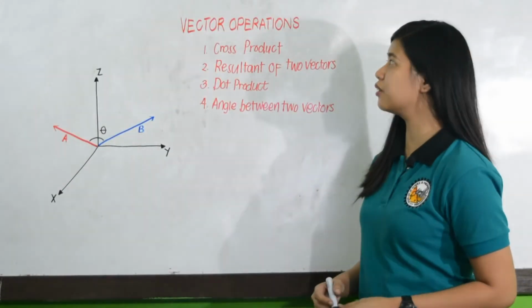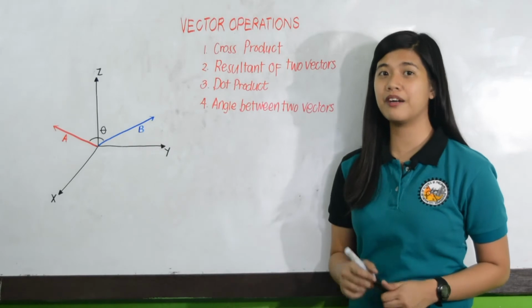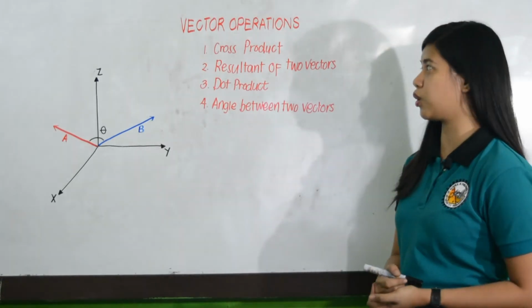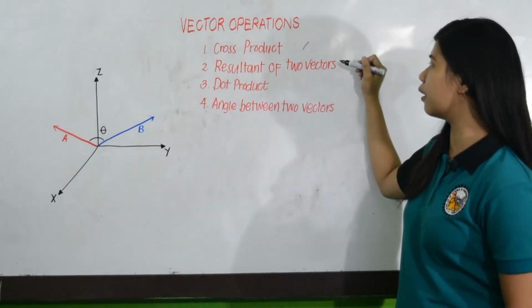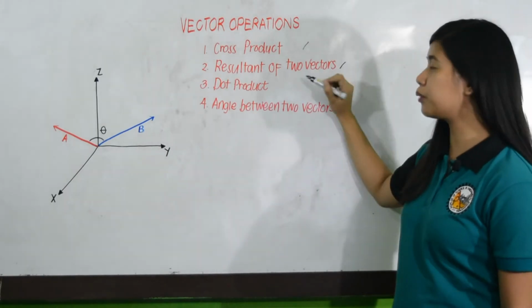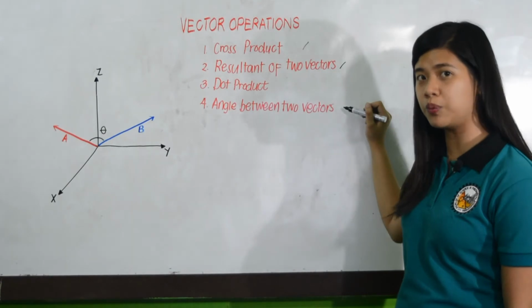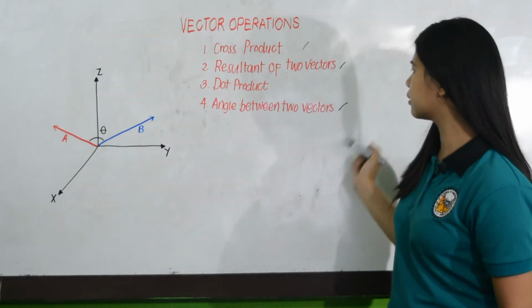Now, let's proceed to the vector operations. We have 4 types of vector operations, which are the cross product, the resultant of 2 vectors, the dot product, and the angle between 2 vectors.